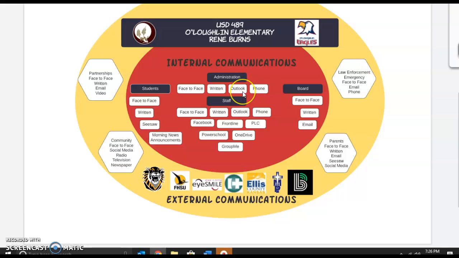Administration here, a lot again is face-to-face, written. Outlook is the email system that we use, and then also phone calls. Staff is going to include, I really didn't decipher faculty versus certified staff, just because we use the same forms of communication. So a lot of us are using face-to-face and nonverbal communication. Written, Outlook again for email, and phone. For our social interactions, we have a Facebook staff page that all faculty is invited to and can participate in if they have that form of communication.